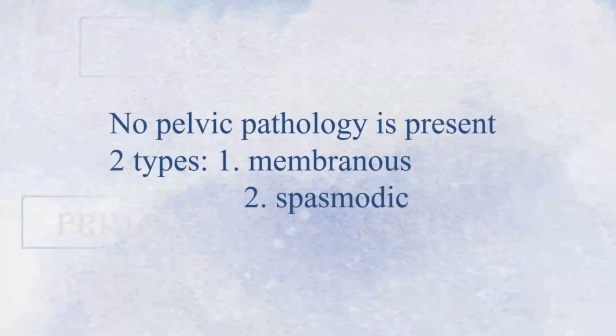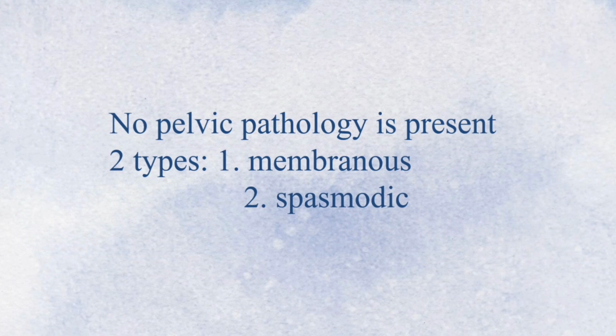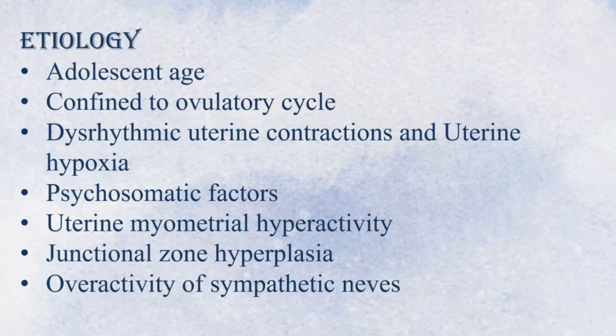If we say the primary dysmenorrhea, there is no pelvic pathology present, and that is of two types, membranous and spasmodic. Now let's discuss the etiology of primary dysmenorrhea. It is usually seen in adolescent age and confined to ovulatory cycles, associated with dysrhythmic uterine contractions and uterine hypoxia.